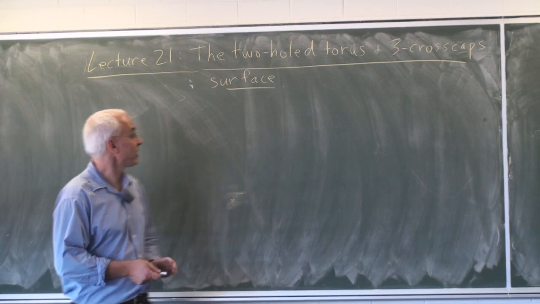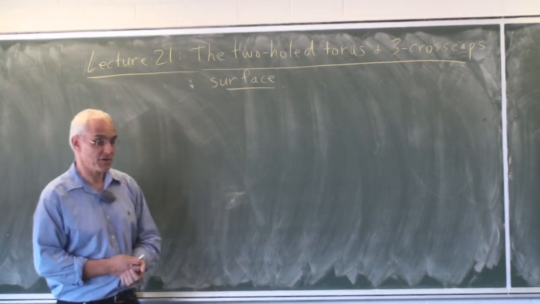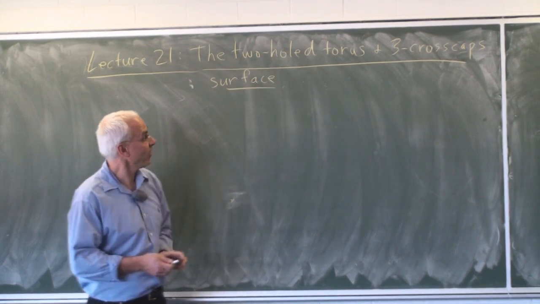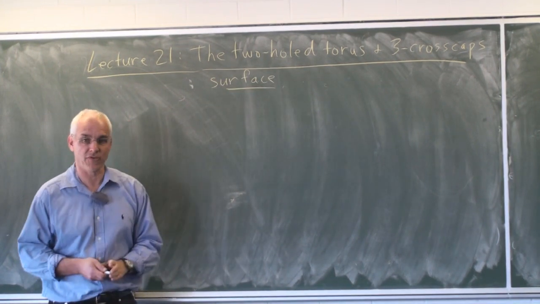All right, so welcome to lecture 21 of this course on algebraic topology. Today we're going to talk about the two-hole torus and the three crosscaps surface.